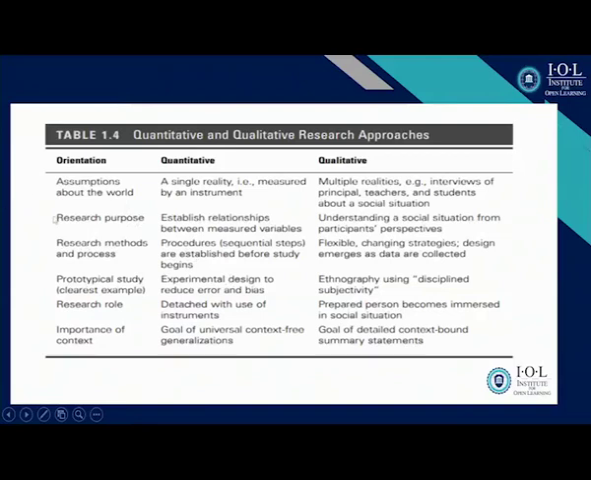Research purpose: why are you taking this research method and process? How are you going to carry out the research? Prototype study, and importance of context. So these are research characteristics of quantitative and qualitative research.